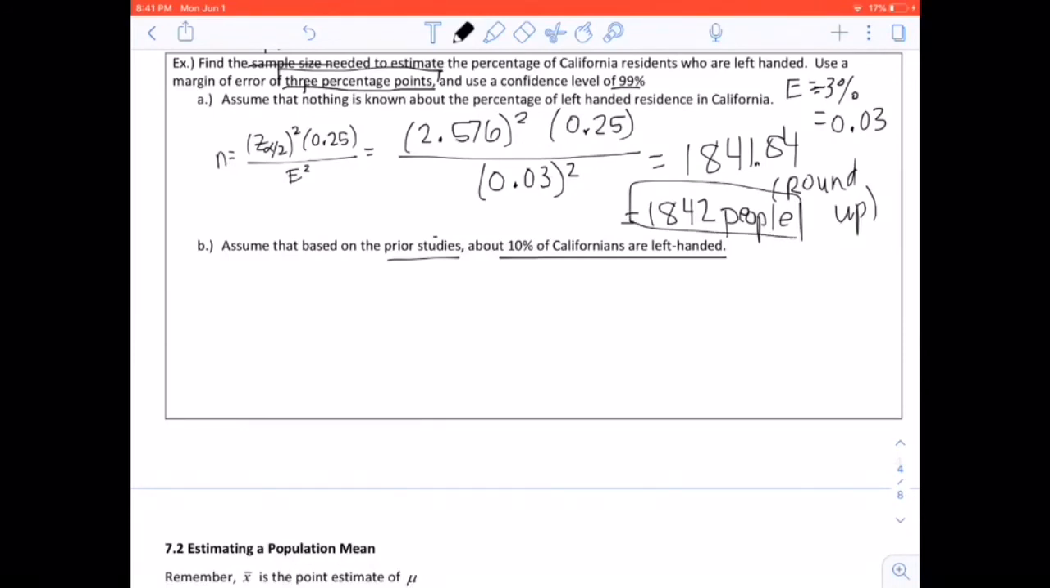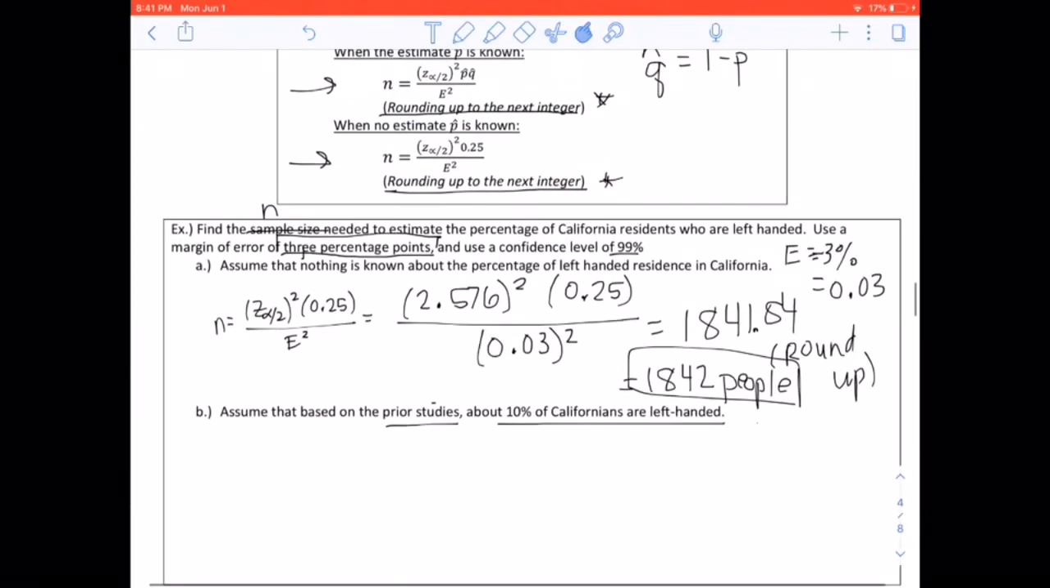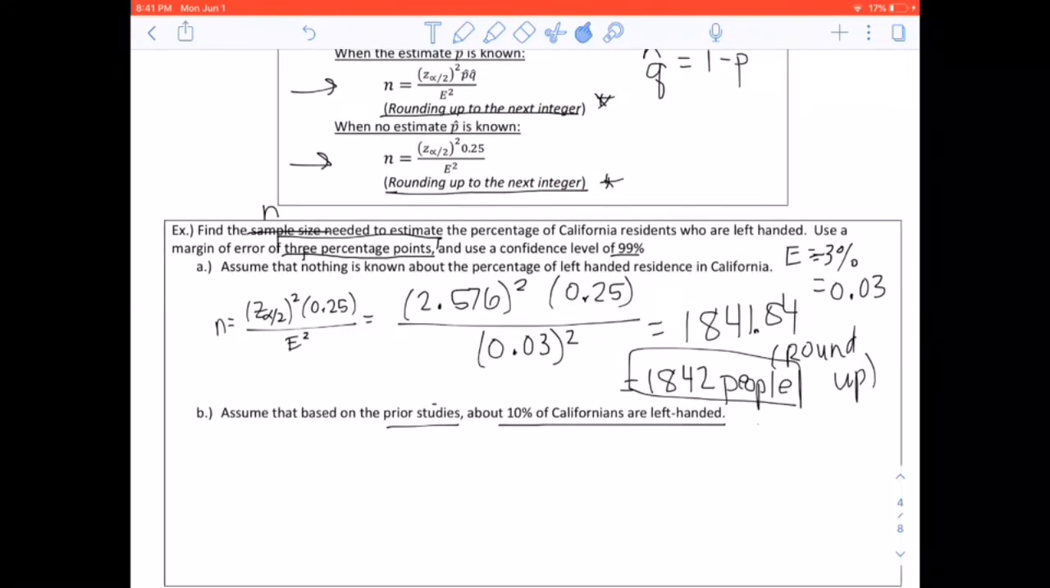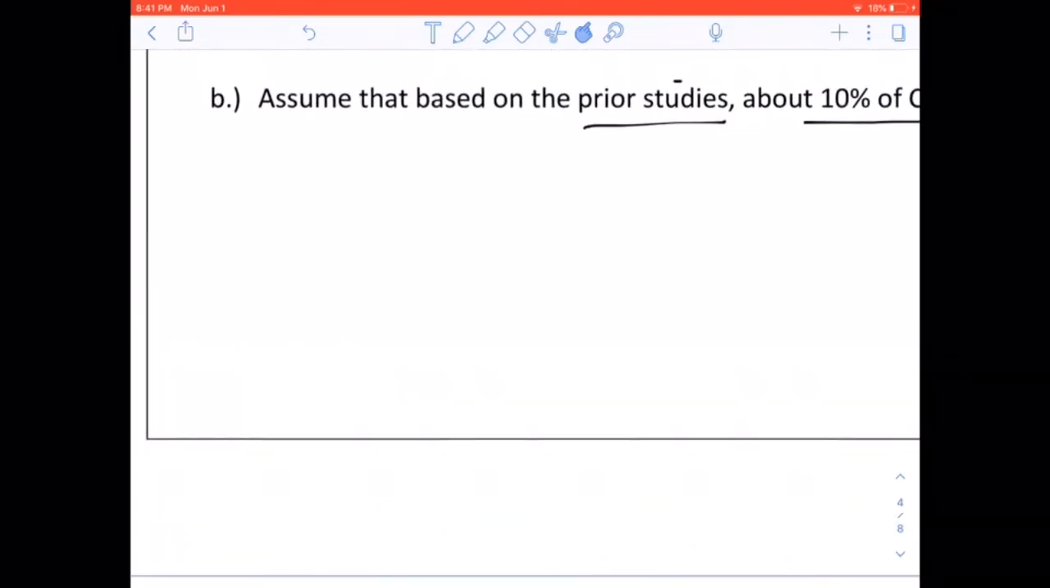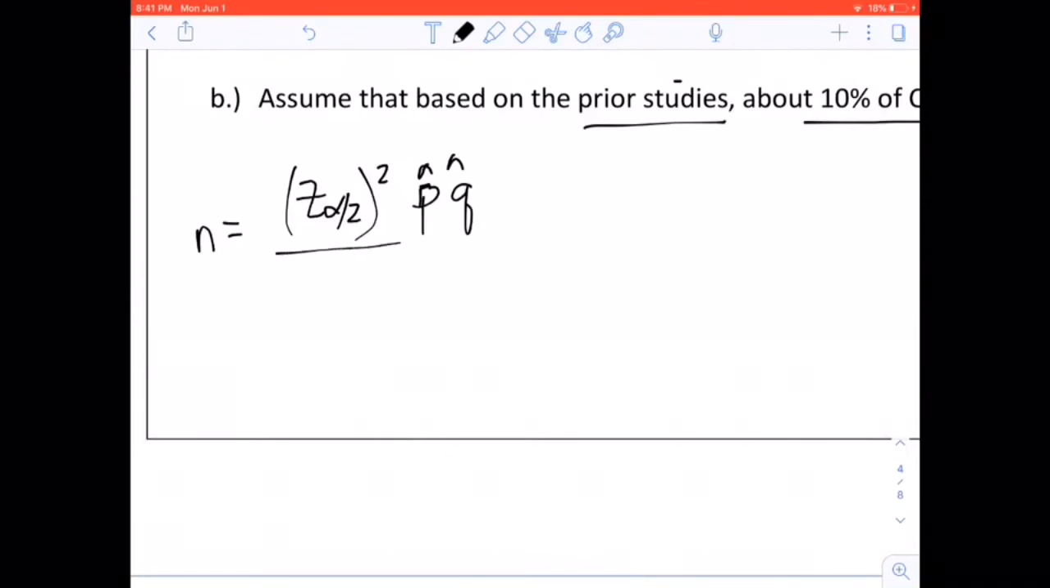Part B is the same problem, however, Part B is asking for us to assume that based on a prior study, about 10% of Californians are left-handed. So instead of using that second equation, we're going to actually use the first one. So I'm going to go ahead and copy that down. And so we have n equals z alpha over 2 squared times p hat times q hat, all divided by e squared.